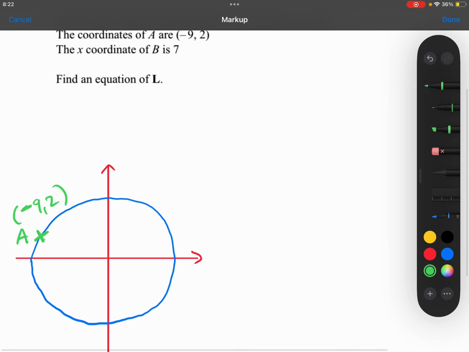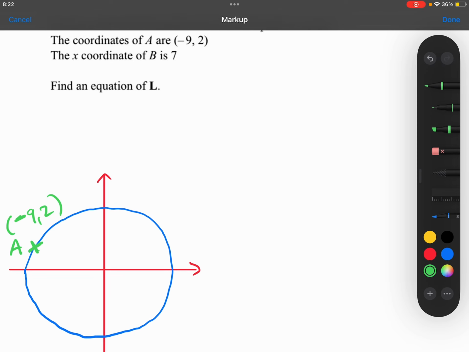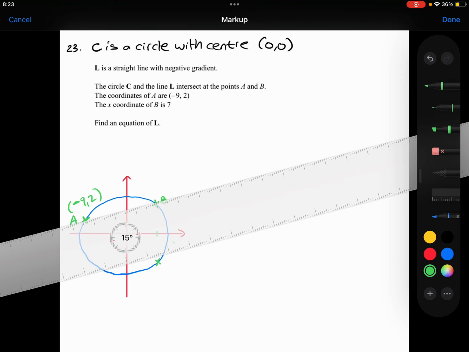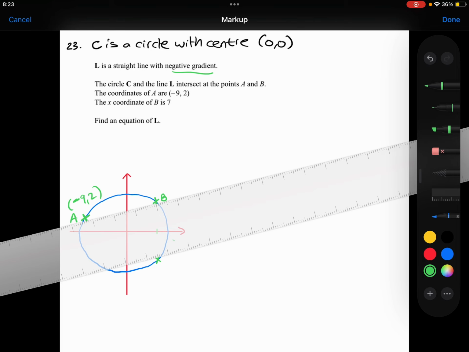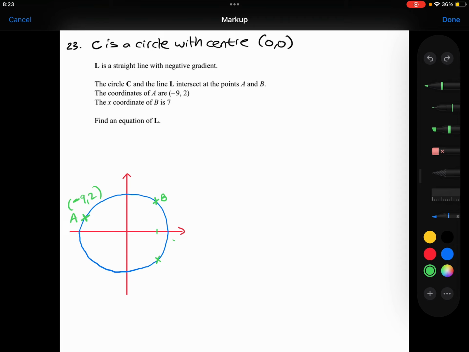Then we had the x-coordinate of B being 7. So 7, I think, is roughly here, which means that B could be here maybe, or it could be down here. Now, I don't think it's going to be the one on the top, because if it was, then my straight line is going to have a positive gradient. And I know it's supposed to have a negative gradient. So I don't think B is there.